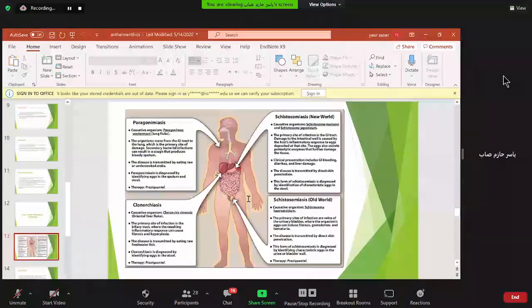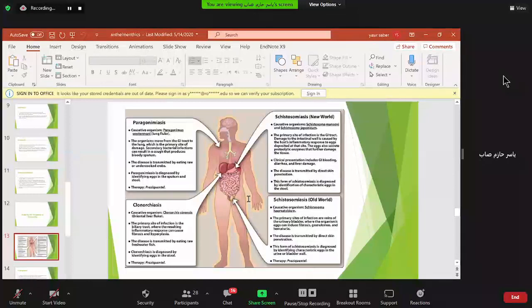Clonorchiasis causes the organism اللي هو Clonorchis sinensis or the oriental liver fluke. The primary site of infection is the biliary tract, where the resulting inflammatory response can cause fibrosis and hyperplasia. The disease is transmitted by eating raw, fresh, or salted fish. It is diagnosed by identifying eggs in the stool. The therapy again is praziquantel.